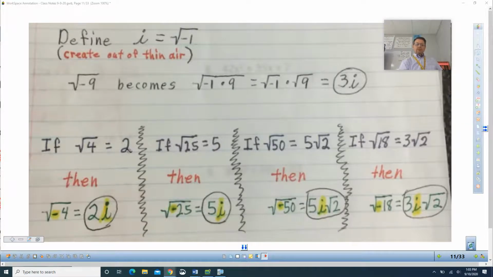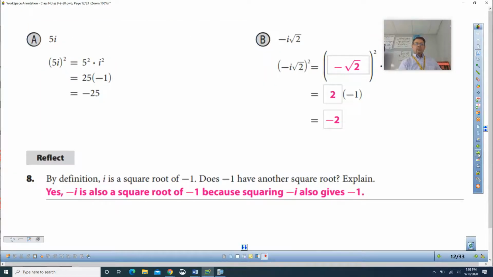And so there's the definition. If the square root of 4 is 2, then the square root of negative 4 is 2I. If the square root of 25 is 5, then the square root of negative 25 is just 5I. If the square root of 50 is 5 times the square root of 2, well, then the square root of negative 50 is 5I times the square root of 2. Same thing with 18 there. Okay, it's basically you put an I with it and do it like you would normally. Don't get overly uptight about it. Okay, so that's I for you, and that is its definition. But what happens if you square it? Well, let's think about that.